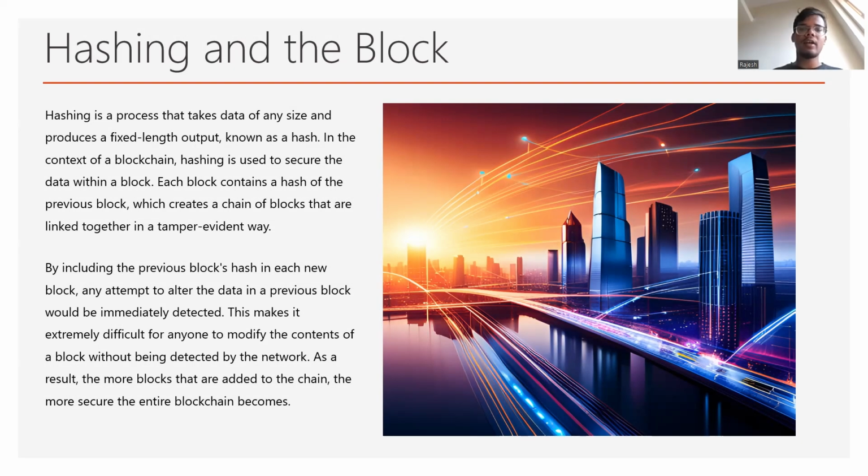Hashing and the block. Hashing is the process that takes any size input and produces a fixed length output. It is used to ensure the integrity and security of data in a block. A block, on the other hand, is a collection of data that is added to the blockchain. Each block contains a unique hash that connects to the previous block, forming a chain. This helps maintain the immutability and transparency of the blockchain.